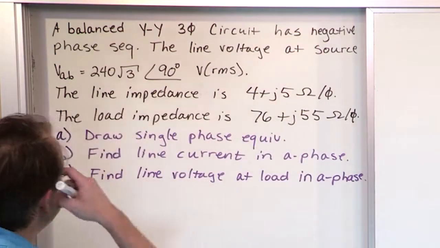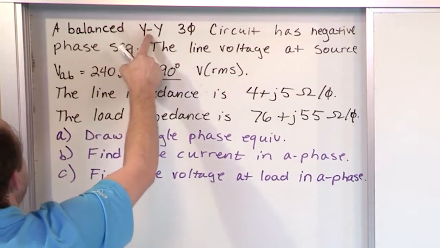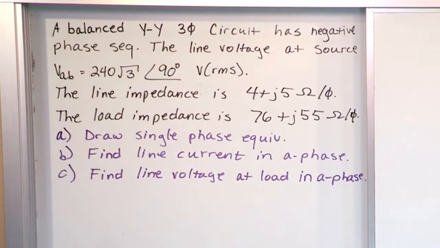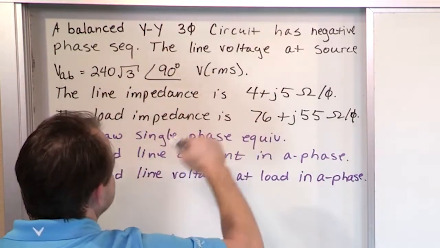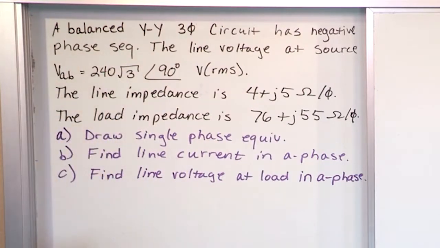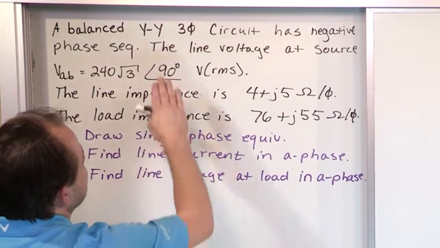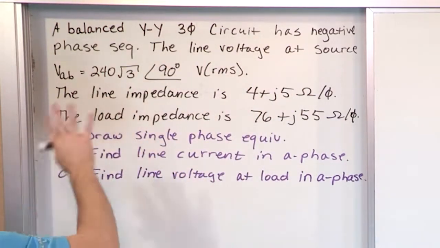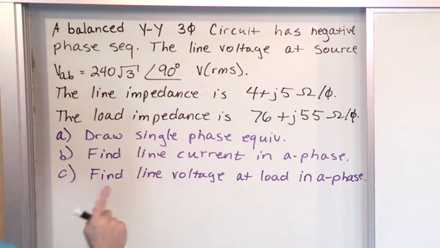So let's dissect this problem a little more. It's balanced, it's Wye-Wye, that's important, so we have Wye-Wye connections. It's three-phase, that's big duh, right? It has a negative phase sequence, that's critical. We'll talk about that a little bit later. Actually, for this particular problem, it's probably not going to matter too much, but for other problems it will be even more critical. The line voltage at the source is given by this and so on. And here are the line and the load impedances. Okay, what do we need to do?